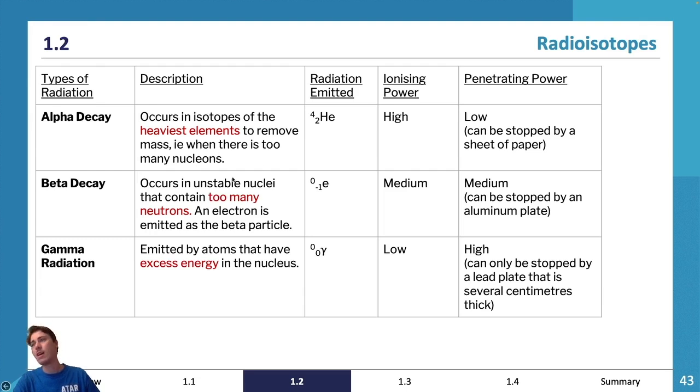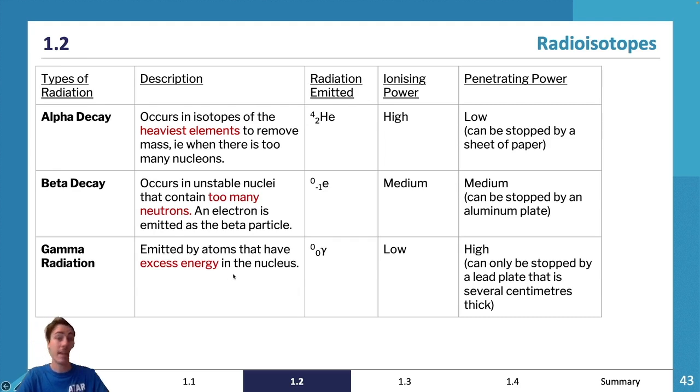Beta, on the other hand, is an unstable nucleus that contains too many neutrons, and an electron is emitted as a beta particle. So essentially what we do is we actually emit electrons instead. Because we have too many neutrons, there's issues with the mass and so forth. They actually emit an electron first. They then sort of move to alpha decay afterwards, and they go, all right, I'm sick and tired of this neutron, and get rid of it. This just emits an electron, as I said. Electrons are a lot smaller, therefore you need a metal plate to stop it. So aluminium, it's not very dense, but it's dense enough. And that's what's going on there.